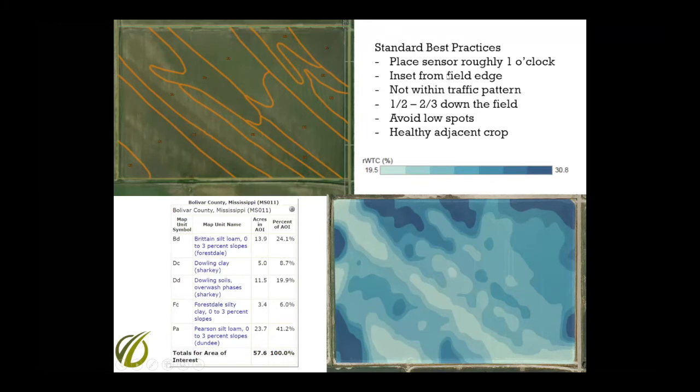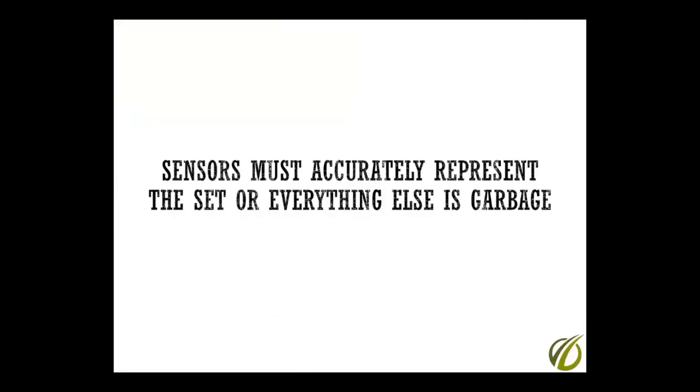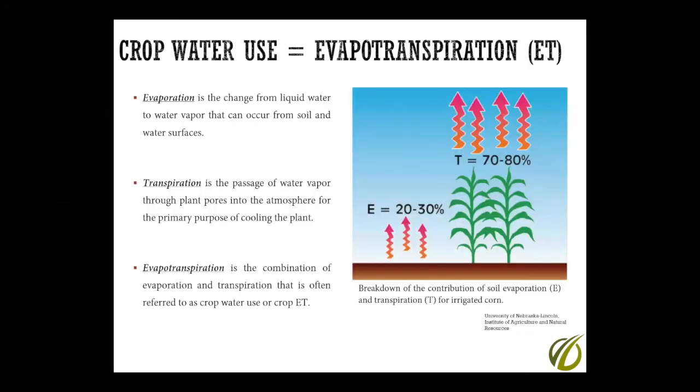Now it's not. These standard practices for placing sensors, you know, place it on the shoulder of the bed, roughly 1 o'clock. Get away from the field edge. Don't place it within a traffic pattern. We know all this now, so that's pretty common practice. But I just wanted to mention that as well. So to summarize that, we've got to put these sensors where they accurately represent the irrigation set, or pretty much everything else we talk about is worthless.